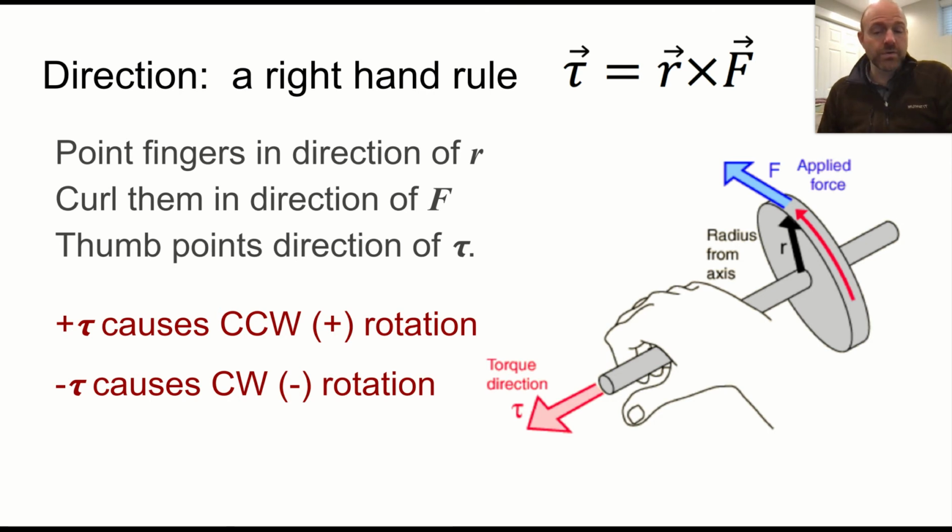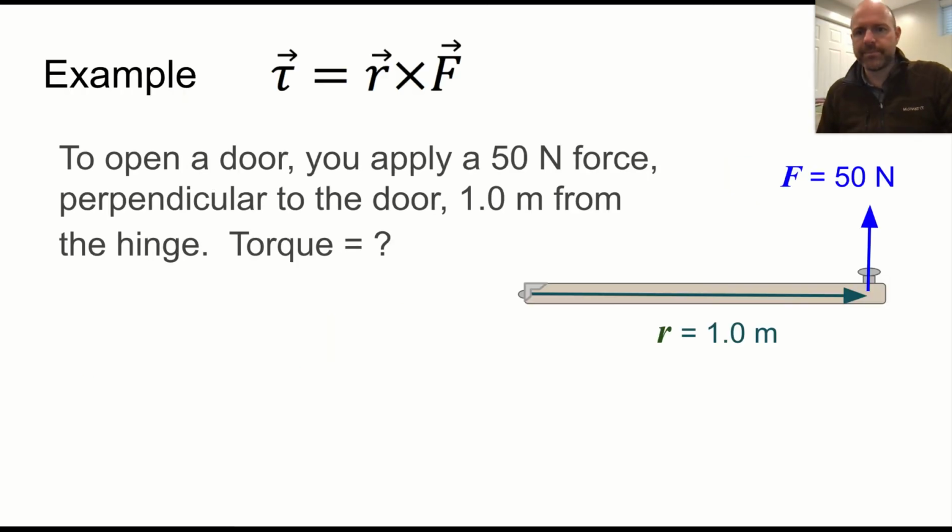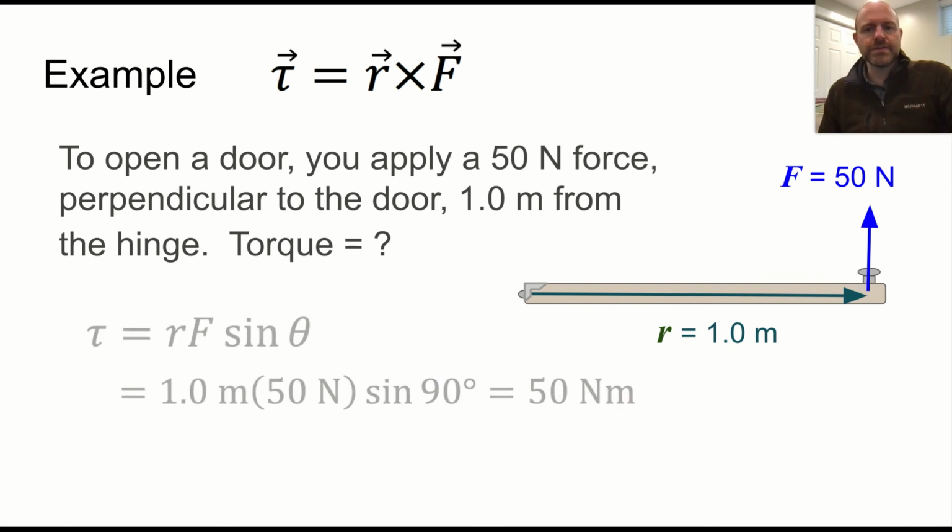Positive torque by convention causes what we call a counterclockwise or positive rotation, and a negative torque causes a clockwise or negative rotation. So an example again, if you want to open a door, we're looking down from above the door. There's the hinge, and then the arrow points out toward the door handle. If you apply 50 newtons of force perpendicular to the door, a distance of 1 meter from the hinge, the torque will be equal to 50 Newton meters.